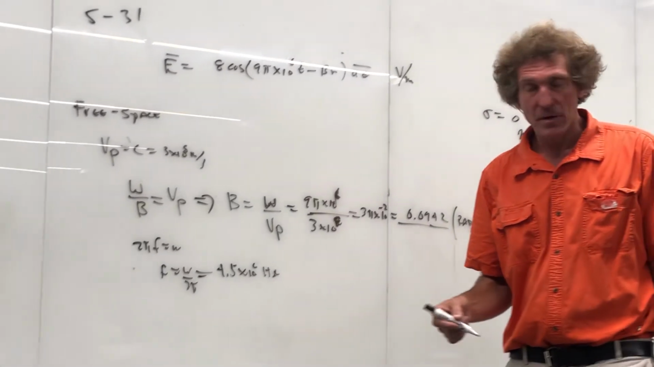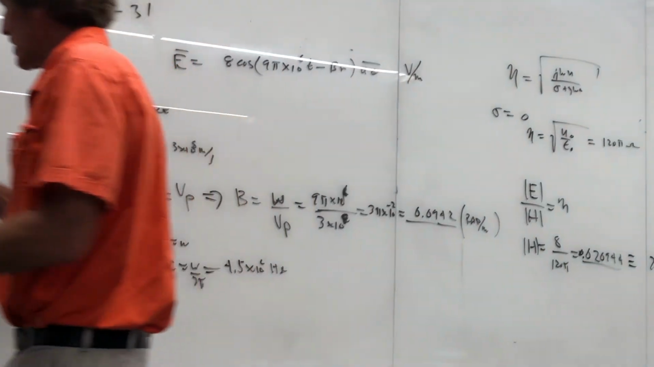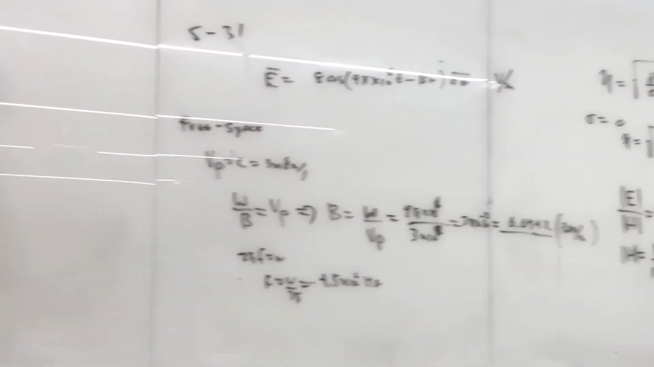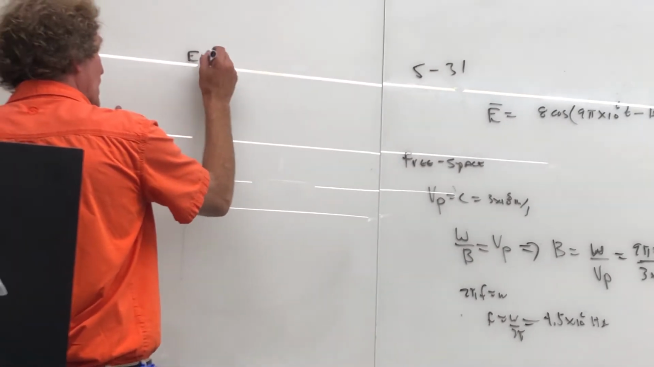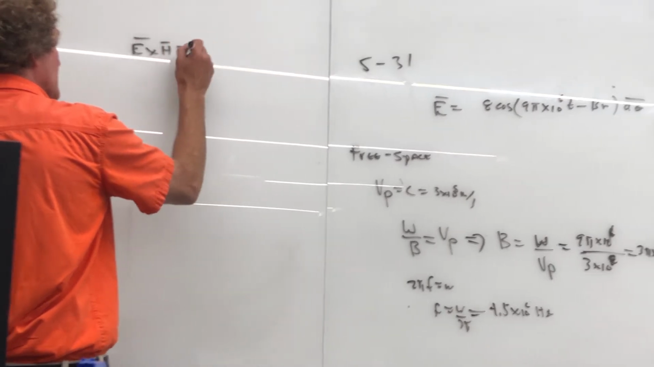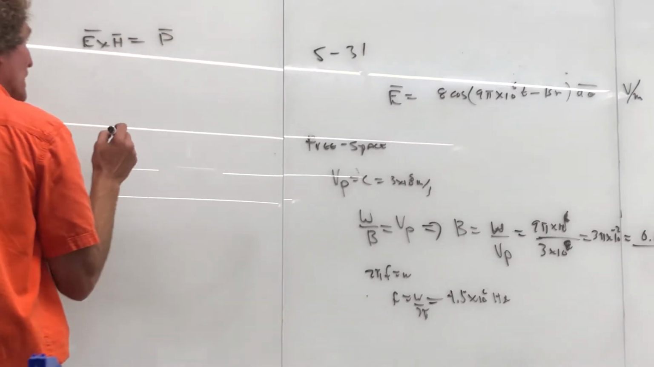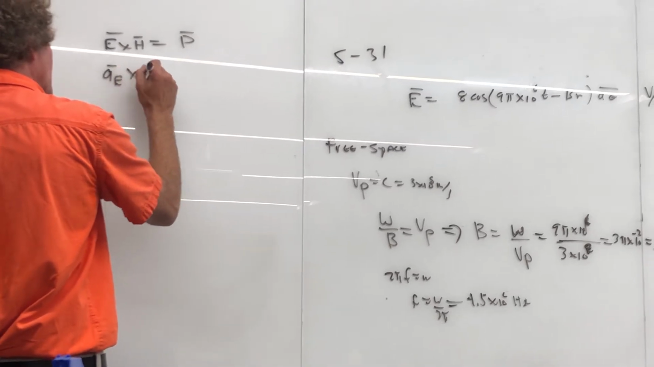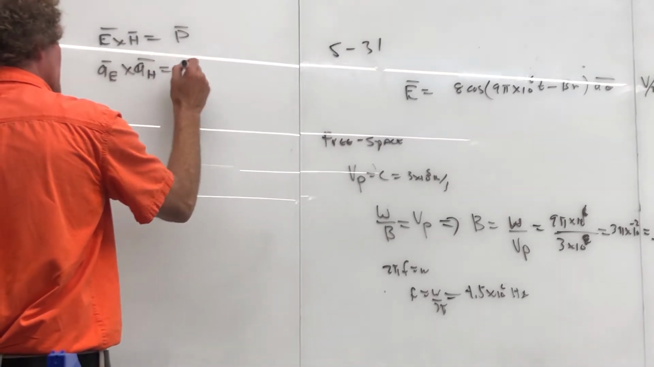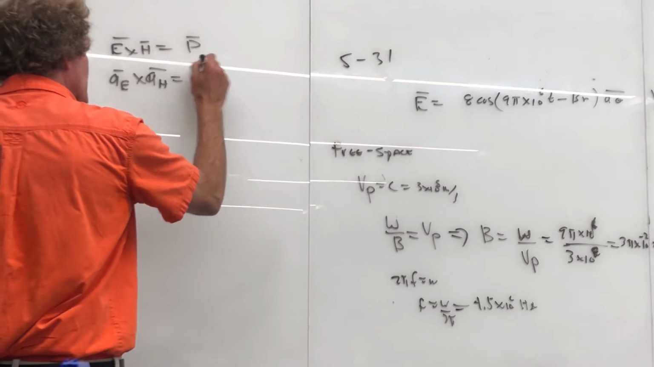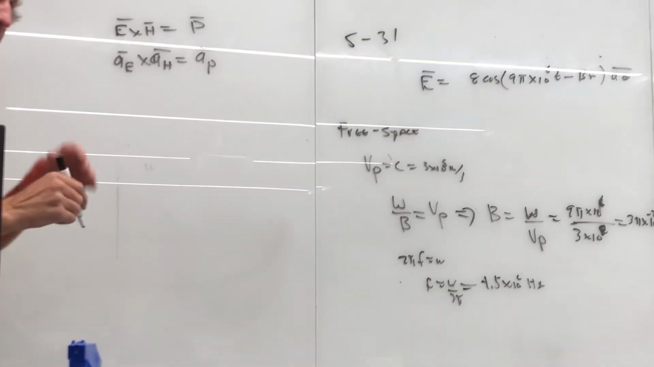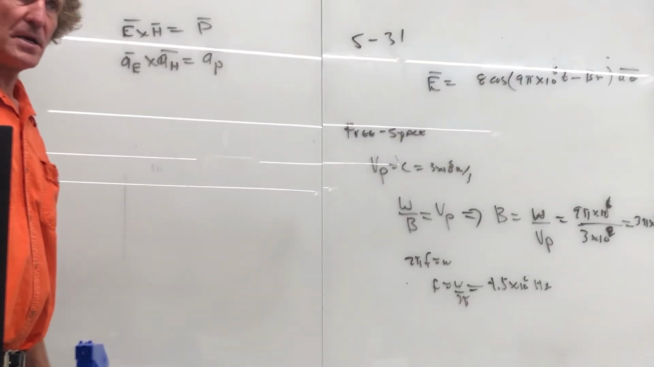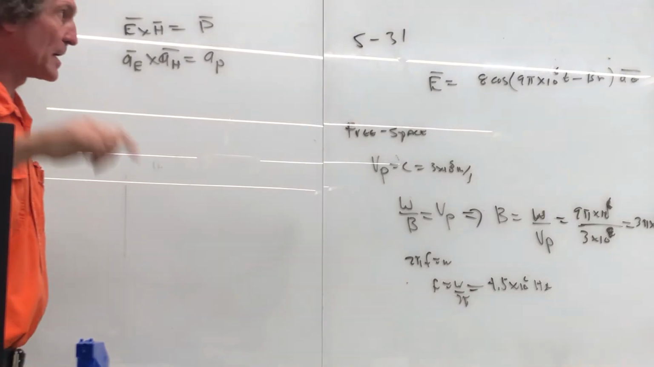One other thing though, I'm going to tell you this: E cross H is really the direction of power flow, and a unit vector in the direction of the E field crossed with a unit vector in the direction of the H field is a unit vector in the direction of propagation. And that's how I always tell people we get it. E crossed H is the direction of propagation.